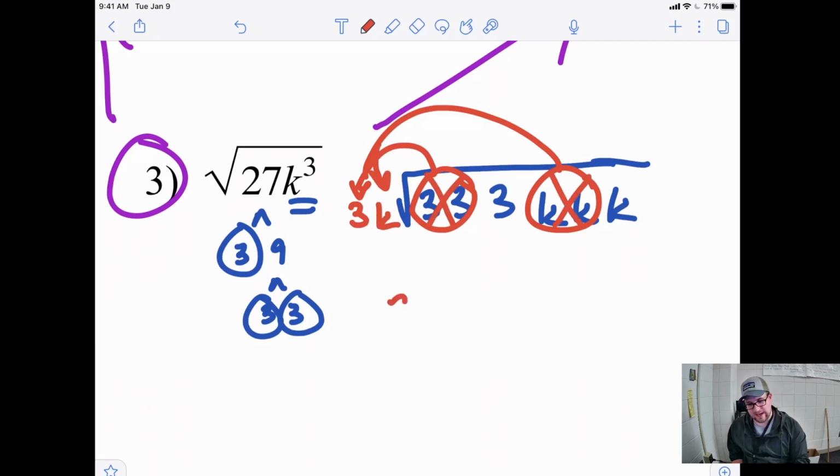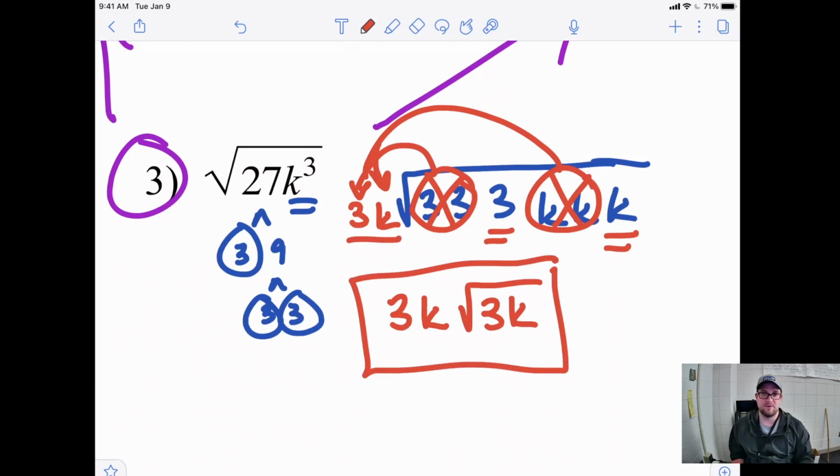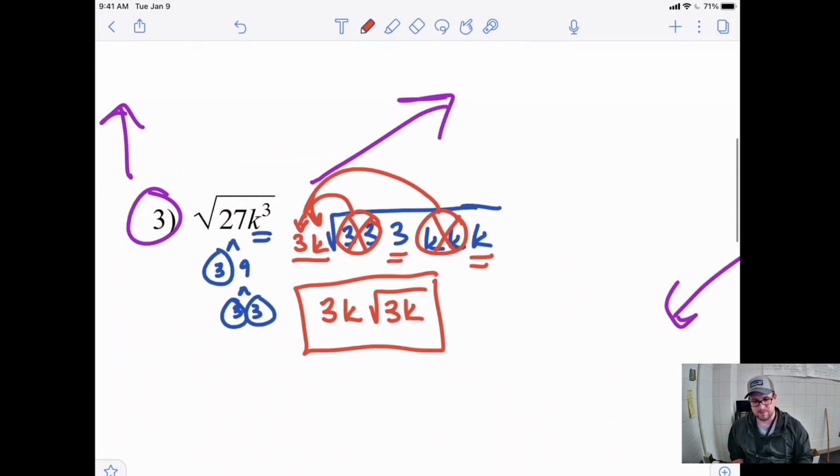So I'm going to end up with 3K times the square root of 3K. The reason I have 3K on the inside is because I was left with a 3 and I was left with a K. On the outside, 3 times K gives us 3K, which is why that is our answer there. So this becomes our final answer. Nice job. Let's do another one.